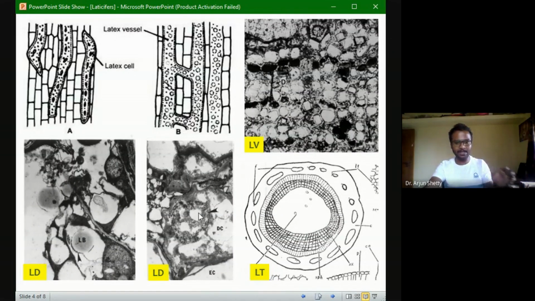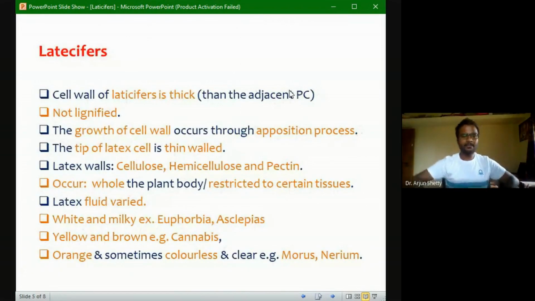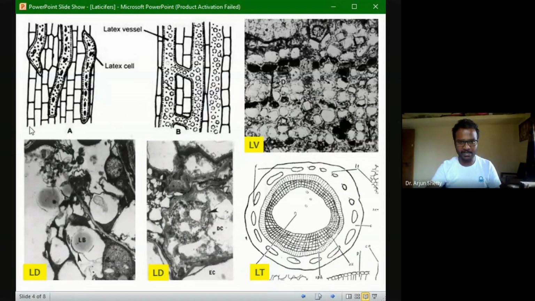They are devoid of such specialized structures of the latex, I mean the morphological characteristics of laticifers. Usually the cell walls of the laticifers are quite thick compared to their adjacent parenchyma cells. But as we already told you, they are associated with the parenchyma cells, I mean the phloem cells. Usually in the previous image you can see these are the parenchyma cells.